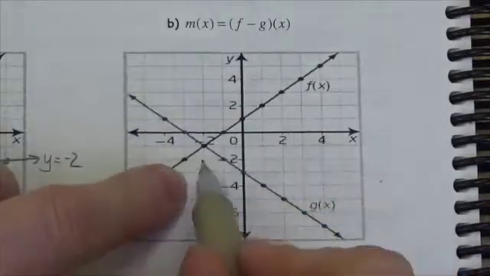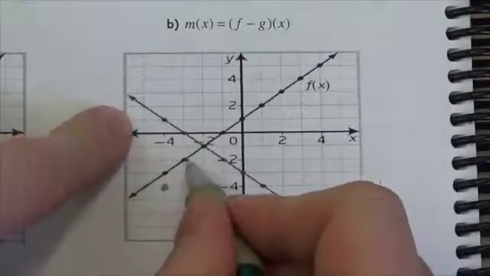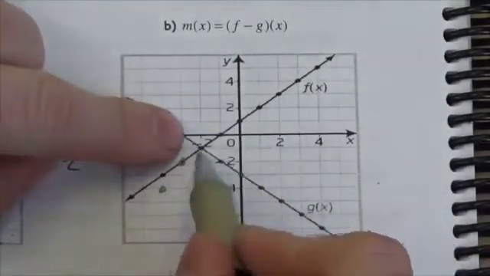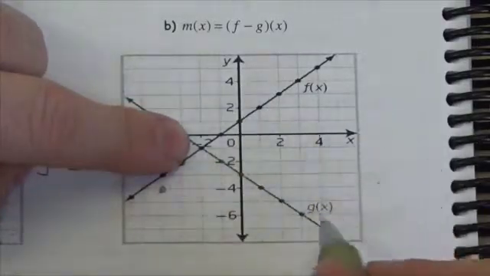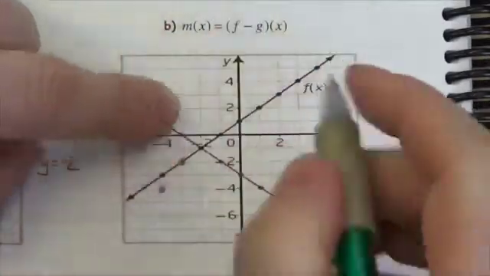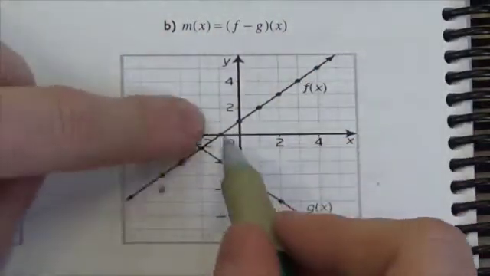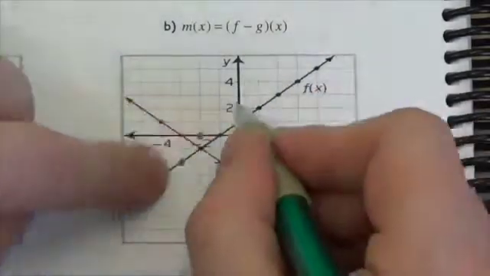Then I come over here. The y-coordinate is negative 2, minus 0 is going to be negative 2. Okay, right now that's already a little bit more interesting. The y-coordinate here for f of x is negative 1. It's also negative 1 for g of x, so negative 1 minus negative 1 is going to be 0. Here, f is going to be 0, g is negative 2. 0 minus negative 2 is going to be 2.